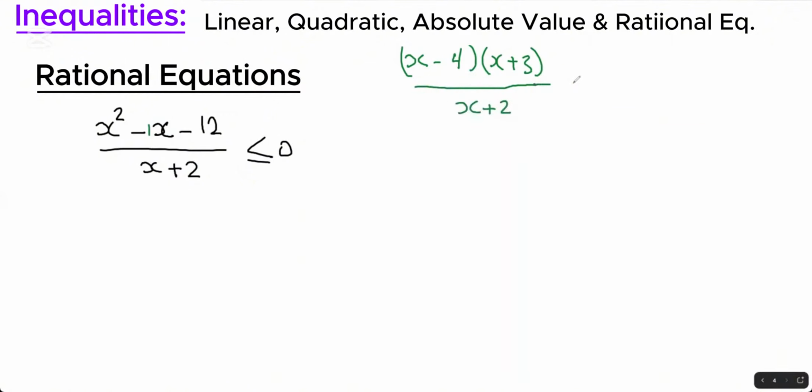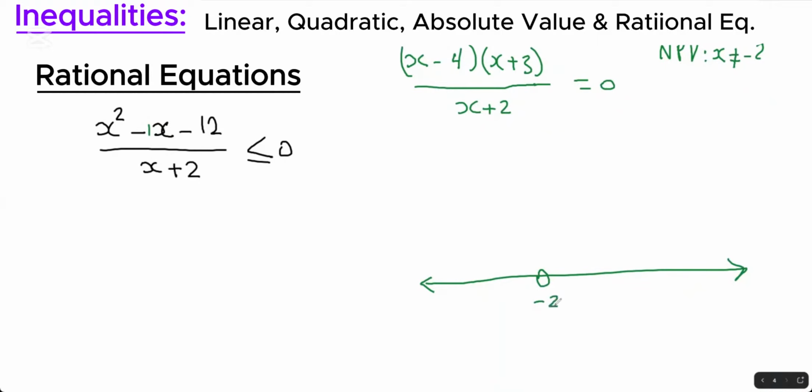Again, I'm not going to write an inequality sign. I'm just going to write equals 0 and solve this. Now, when we're dealing with inequalities, we know we have a non-permissible value. So my non-permissible value is x cannot equal -2 because we cannot divide by 0, and -2 will make the bottom 0. Okay, so that's one thing. When you're doing your number line, definitely you have to include the non-permissible value in your number line.